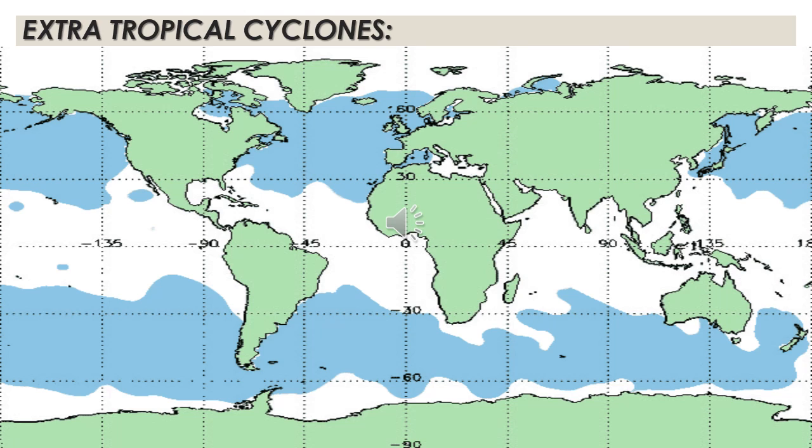Extratropical cyclones produce mild showers to heavy gales, thunderstorms, blizzards, and tornadoes. A tornado is nothing but a cyclone. They bring heavy rainfall with heavy thunderstorms.